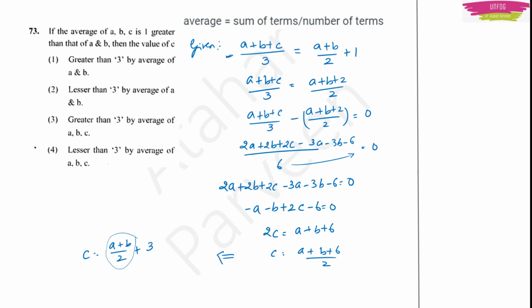This A plus B by 2 is given in the question, right? So what will be the value of C? C will be 3 greater by average of A plus B, isn't it? You are adding 3 here, right? So it will be 3 greater by average of A and B. So option 1 should be the right answer.